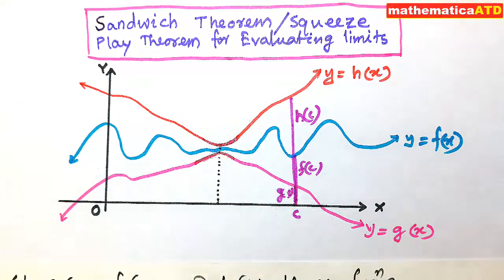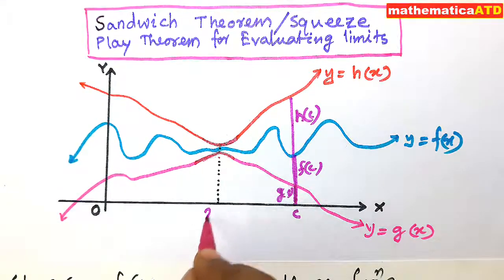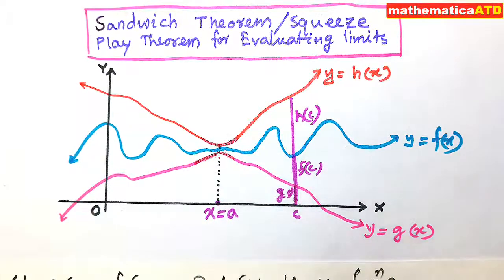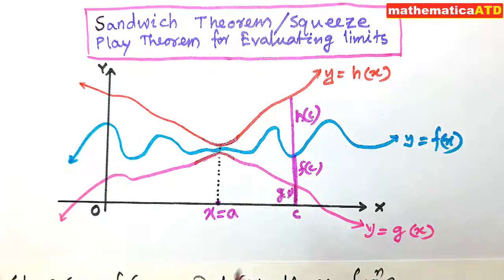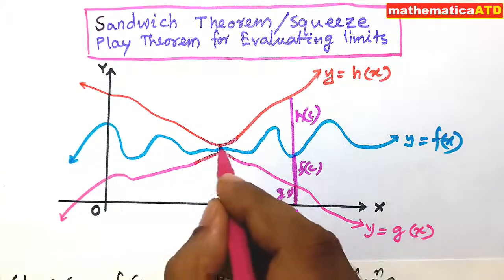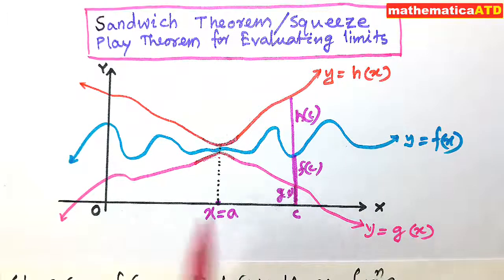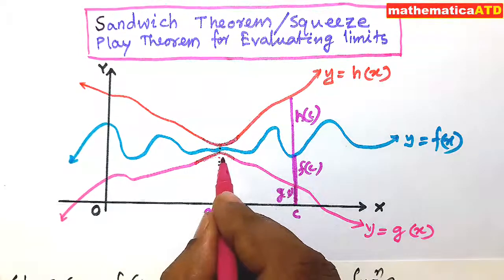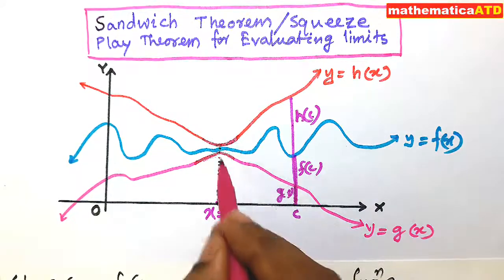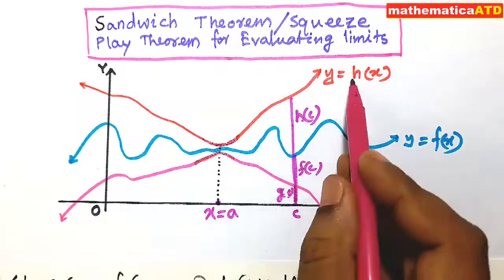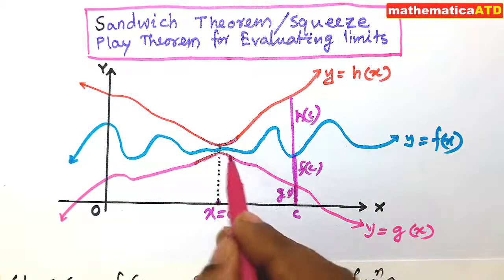Now friends, see that at a particular point, this point x equal to a, all the curves are squeezed, so that we are getting nearly the same height. That means the value of the function at the point x equal to a: for y equal to g(x) you get g(a), for y equal to f(x) you get f(a), and for y equal to h(x) you find h(a).